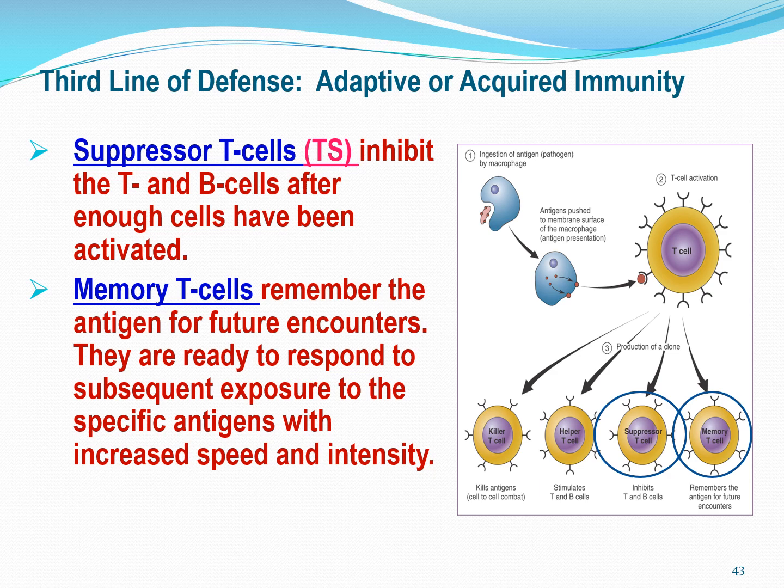And then we also need the memory T cells. They remember the antigen for future encounters. They are ready to respond to the subsequent exposure to the specific antigens with increased speed and intensity. It's like I told y'all, guys, if you got sick with something and you built up an antibody to it, then that's why you don't get sick like that the next time, because those cells now can get after it really quick and really fast so that they can get rid of them before they ever make you sick.